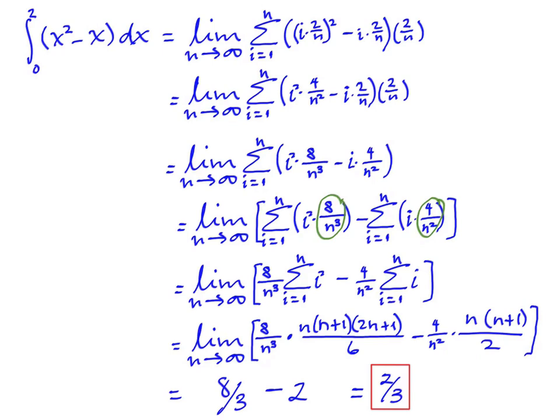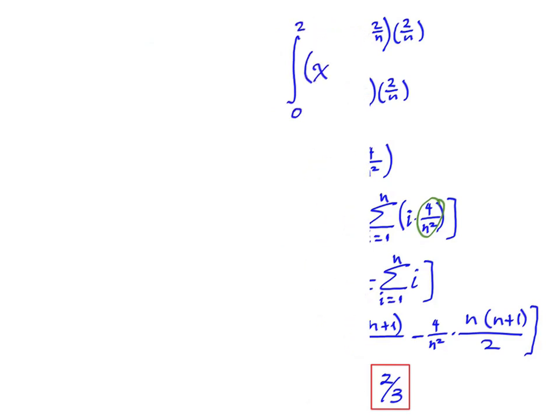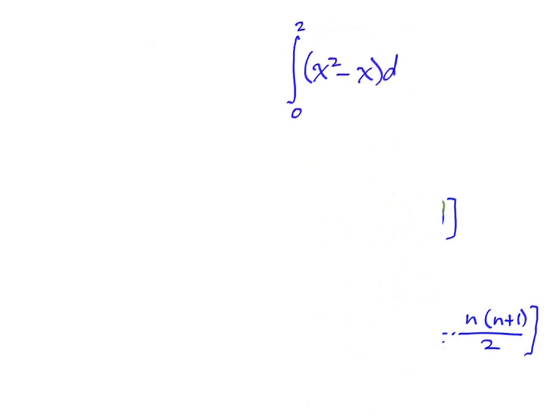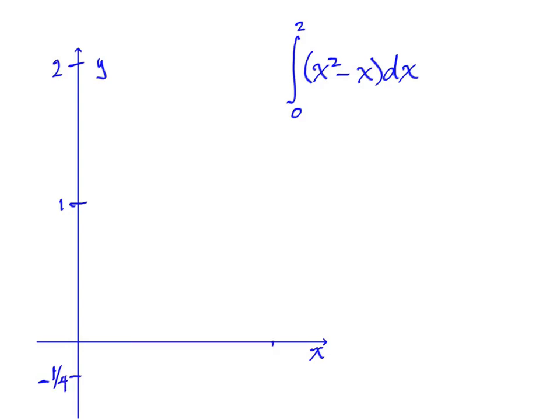Let's look at a picture of what we just did. If we graph x squared minus x, it is a parabola. The vertex is at 1/2, -1/4. So there's the graph of x squared minus x just from 0 to 2.